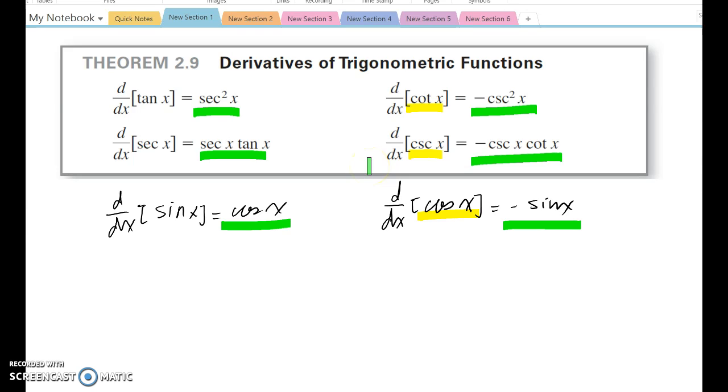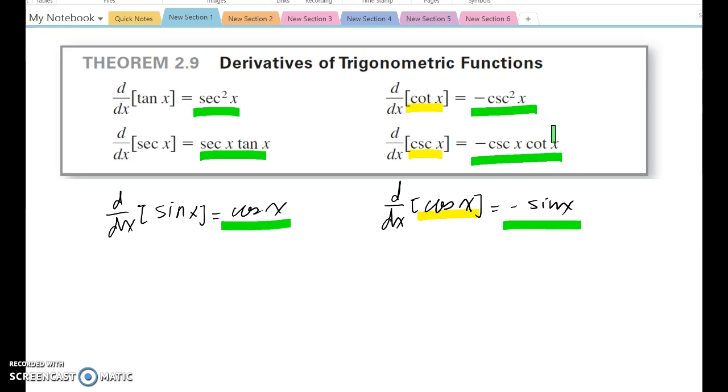And then you may think tangent and secant are like a couple, and cotangent and cosecant are another couple. So the derivative of tangent is secant squared x, as you see here. Cotangent x becomes negative cosecant squared x. Then the derivative of secant is secant x tangent x. The derivative of cosecant x becomes negative cosecant x cotangent x.